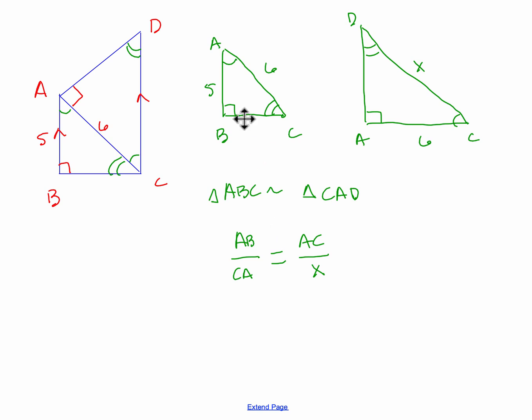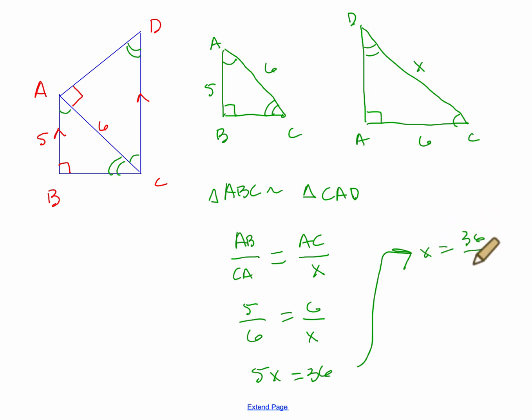Well, I know that AB is equal to 5, and I know that CA over here is equal to 6, and then AC right here is 6, and this is X, so we cross multiply. We get 5X equals 36, and divide by 5, and we get X equals 36 over 5, which is equal to 7 1/5. And I believe one of the answers was 7.2.